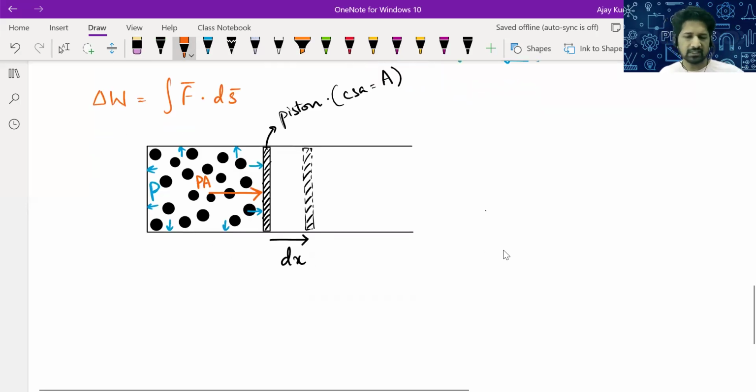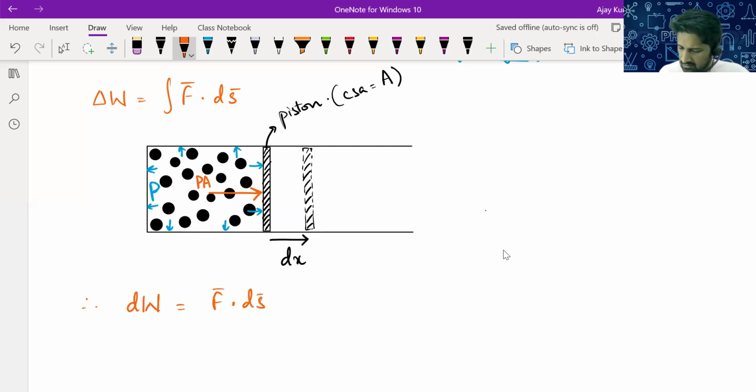So if there is a force and a displacement, there will be work done. Therefore, during that displacement, the small amount of work done by the gas will be F dot ds. The force here is pressure multiplied with area, and the displacement here is dx, and they are both in the same direction. So the small amount of work done will be PA dx. Now, P is pressure of the gas at that moment. A is the cross-sectional area of the piston, dx is the displacement it undergoes.